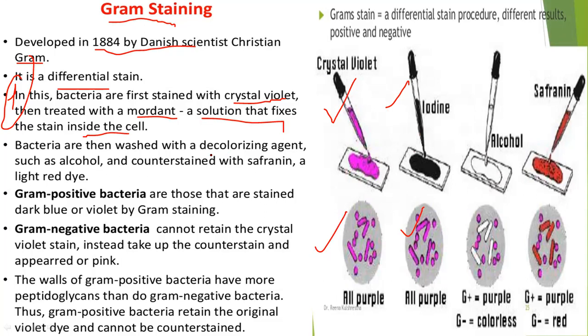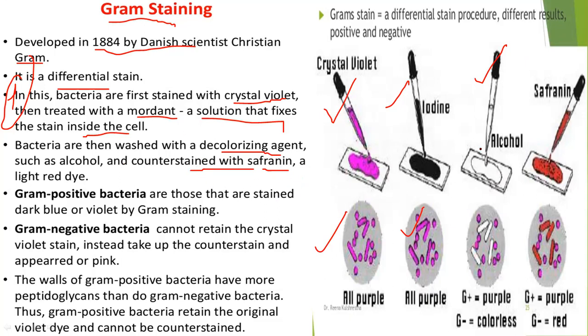Here is the midpoint, and very important, we treat the culture with the decolorizing agent, which is alcohol. After treating with alcohol, it decolorizes; we wash the bacteria with alcohol to remove the color. Later, in the last step, it is counterstained with safranin. Safranin is a light red dye, so all the bacteria are treated with safranin.